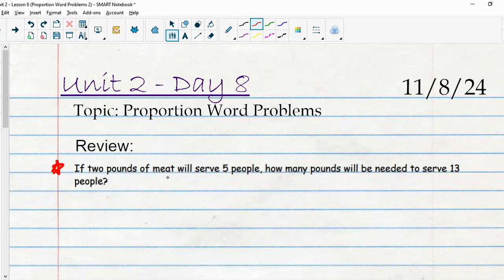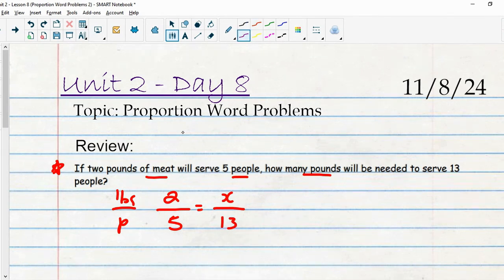If 2 pounds of meat will serve 5 people, what are we comparing here? Yeah, meat with people. So let's just do pounds to people. So 2 pounds of meat is serving 5 people. How many pounds would be needed to serve 13 people?